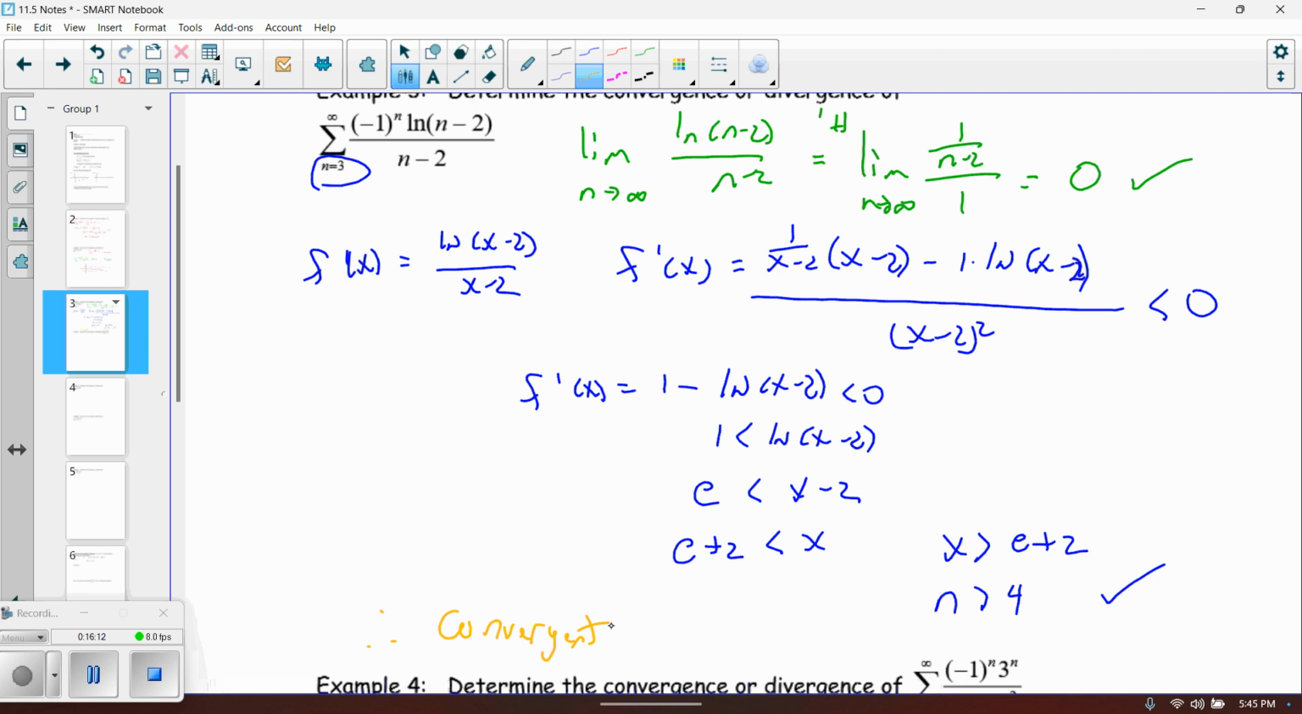Okay, it's a lot of work to do when you have to prove the decreasing portion of this. You might have to take a derivative to show all this information.